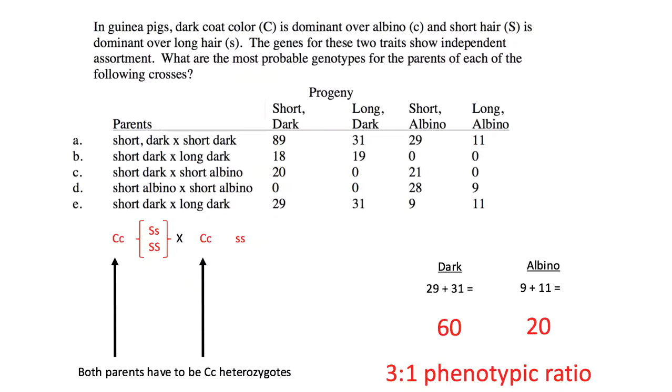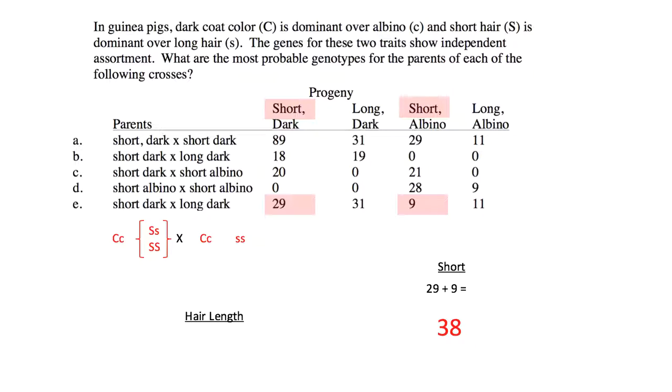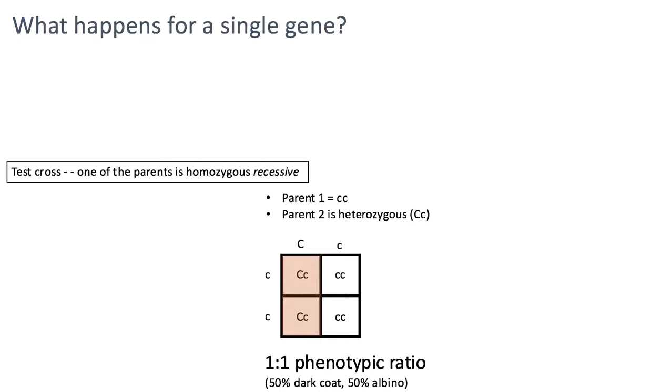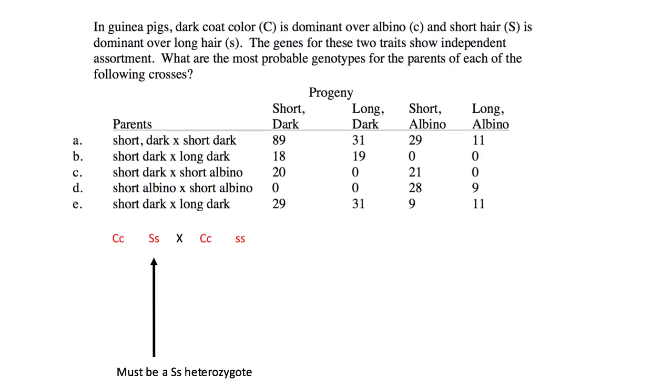For hair length, 29 plus 9, or 38 total progeny, have dominant short hair. 31 plus 11, or 42 baby guinea pigs, have recessive long hair. Compare these progeny numbers and we see a 1-to-1 phenotypic ratio in a setting where one parent is a recessive little s homozygote. This is a test cross situation where one parent is homozygous recessive and the other has to be heterozygous. Thus we can tell that the first parent in part E has to be big S, little s heterozygous, and we're finished with part E.